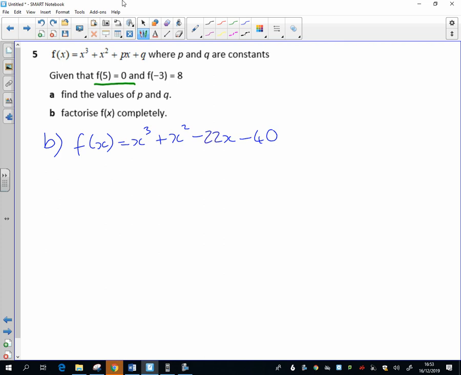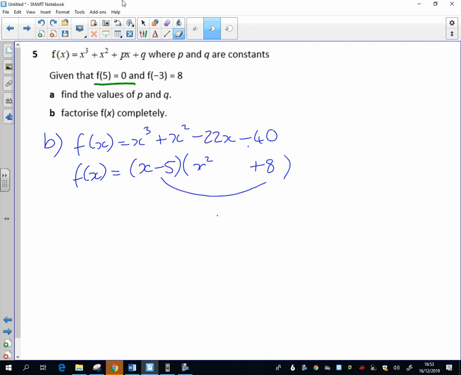You can do that in a variety of ways. You can do the reverse grid method. You can write down the long division. You can do it by inspection. So if it's x minus 5 that's the factor, so that must be an x squared term to get the x cubed. The constant on the end must be plus 8, so that I get the constant of minus 40.